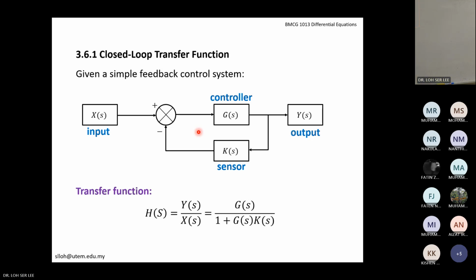Okay, this is a simple feedback control system. Simple feedback control system.